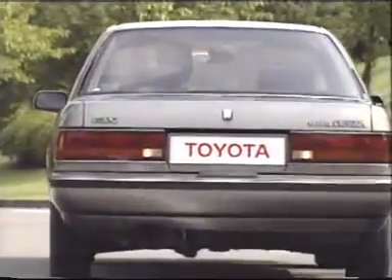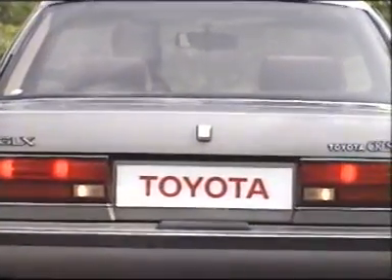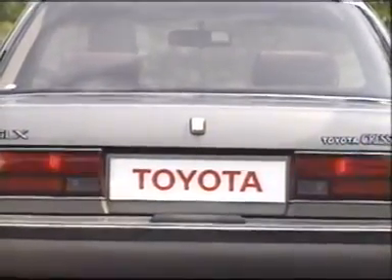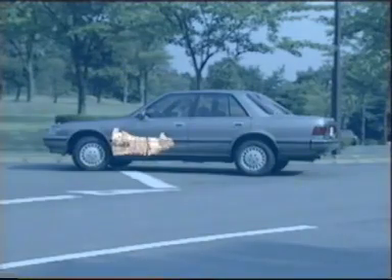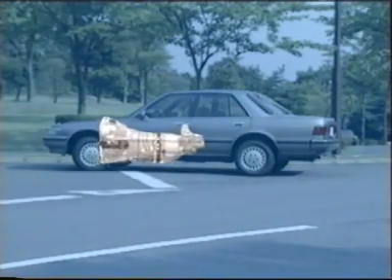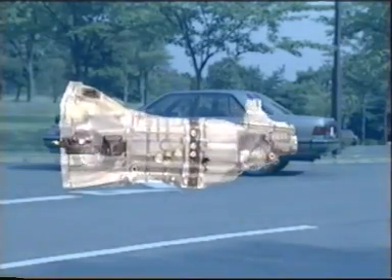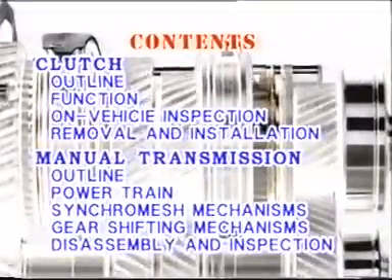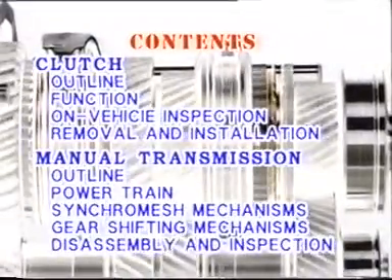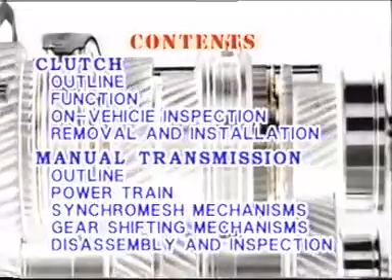Automobiles must change their driving power depending on various running conditions. A converter is necessary to connect and disconnect the engine power efficiently from the driving system and transmit the engine torque to the driving wheels. The following is a presentation of the construction and function of the clutch and manual transmission.